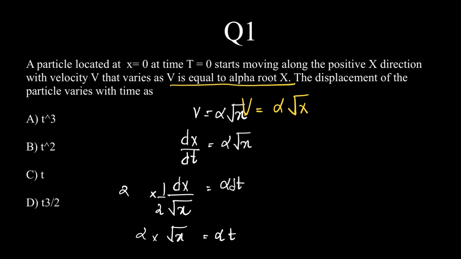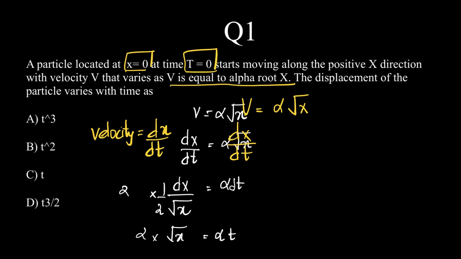Now the location is x equal to 0 and the time instant is t equal to 0. Alright. So we know that velocity is d by dt of x, right? So if you make use of that equation here, we have d by dt of x equal to alpha into root x. So now what I'll do is I'll write root x on the LHS and I'll bring dt towards the RHS.